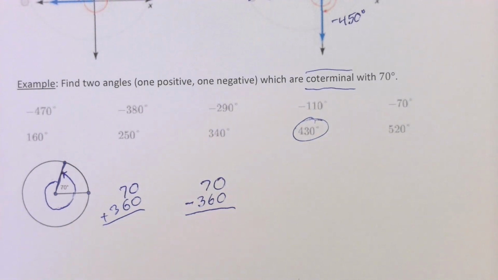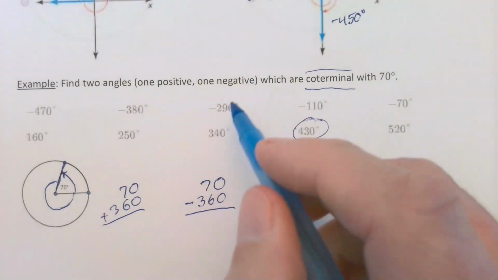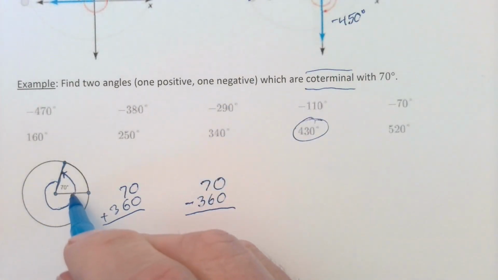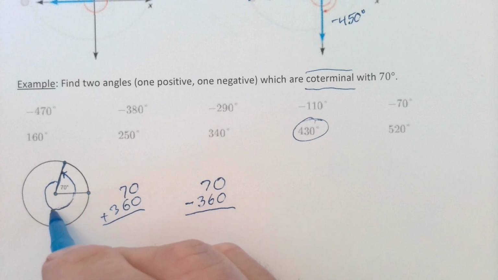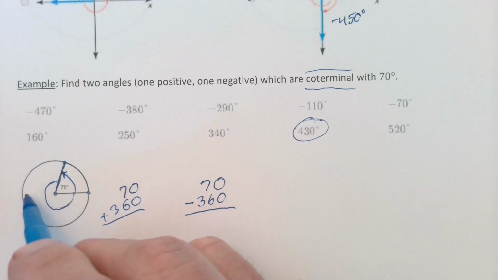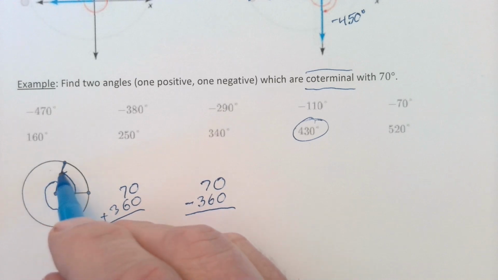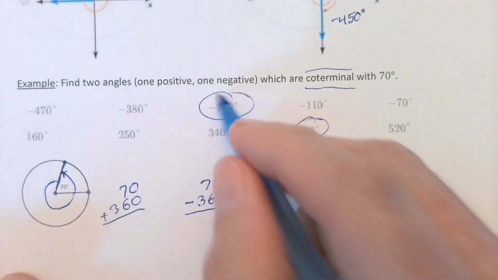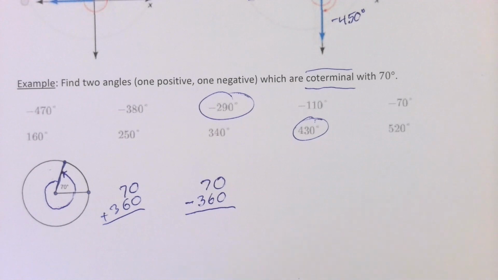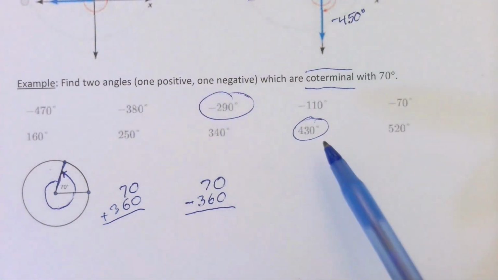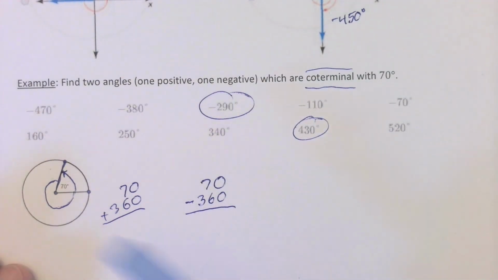And that's going to make... I'm looking for it. Well, here's another way to figure it out. I think it's negative 290. You can go negative 90, negative 180. Another 90 is negative 270, and then you're going to need 20 more. So the answer is negative 290. So that's one negative and one positive angle coterminal with that.